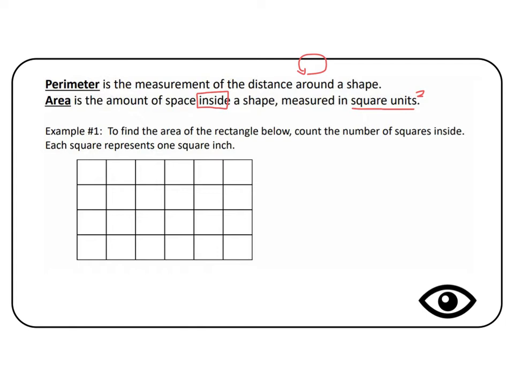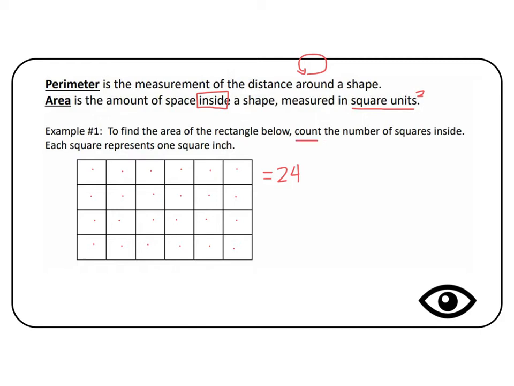Here's an example. To find the area of the rectangle, we can count the number of squares on the inside. So we could count 1, 2, 3, 4, 5, 6, 7, 8, 9, 10, 11, 12, 13, 14, 15, 16, 17, 18, 19, 20, 21, 22, 23, 24. So one way to do it is to count.